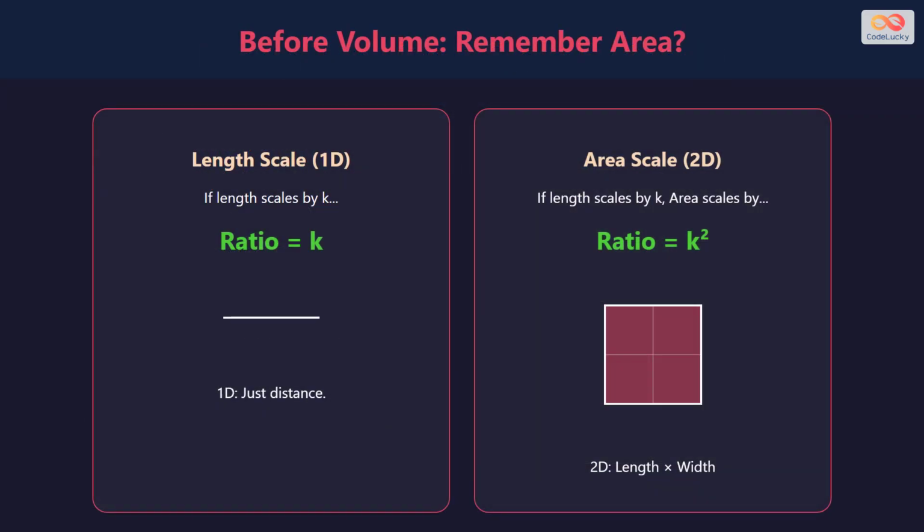You might remember that for area, the rule is different. Because area is two-dimensional, involving both length and width, if we double the length, the area quadruples. The area ratio is the square of the scale factor, or K squared.